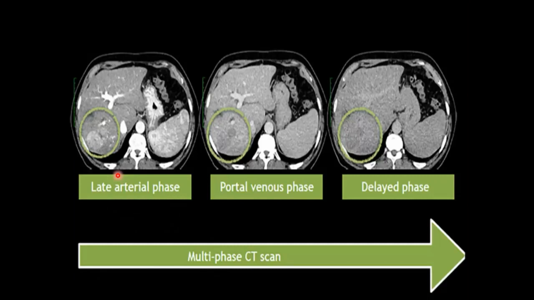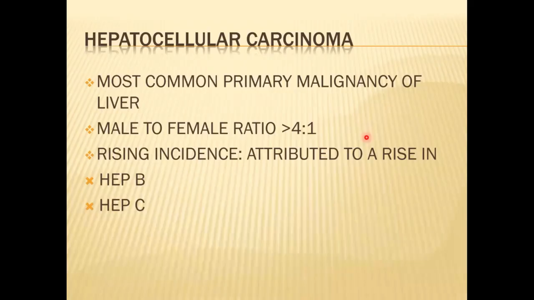Now we will discuss the malignant hepatic lesions. This is a triphasic CT showing an arterialized lesion which shows washout on portal venous phase and delayed phase. This is a typical picture of hepatocellular carcinoma. Hepatocellular carcinoma is the most common primary malignancy of the liver.